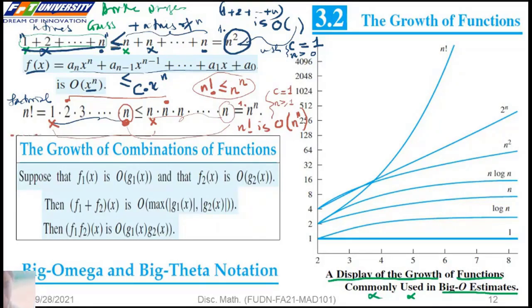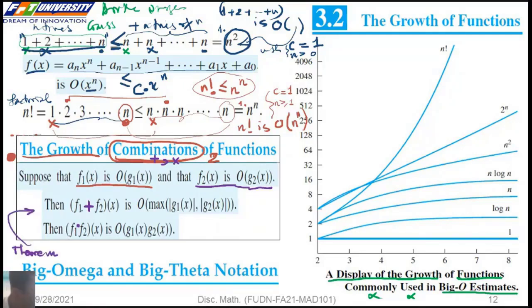We consider the growth of combinations of functions. Suppose that f1 of n is O of g1 of n and f2 of n is O of g2 of n. We have the sum of the two functions is big O of the maximum of g1, g2. For the product, we have the product also. In computer programming, many algorithms are made of 2 or more sub-procedures. It is often necessary to estimate the growth of the sum and the product of two functions.